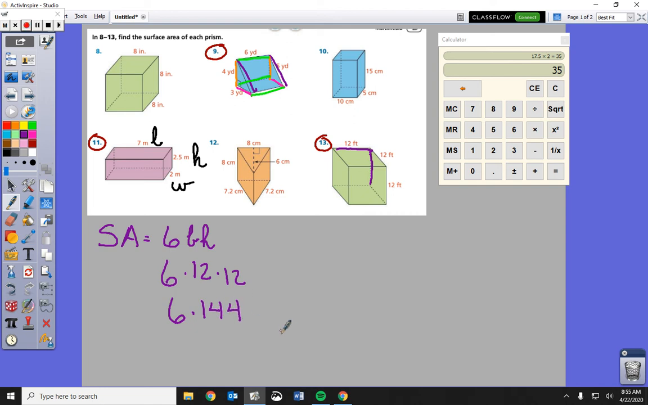144 times 6. 144 times 6 gives us 24, 24 plus 2, I think, gives us 26, right? 6 times 1 is 6 plus 2 gives us 8. I think that's 864 square feet for that one.